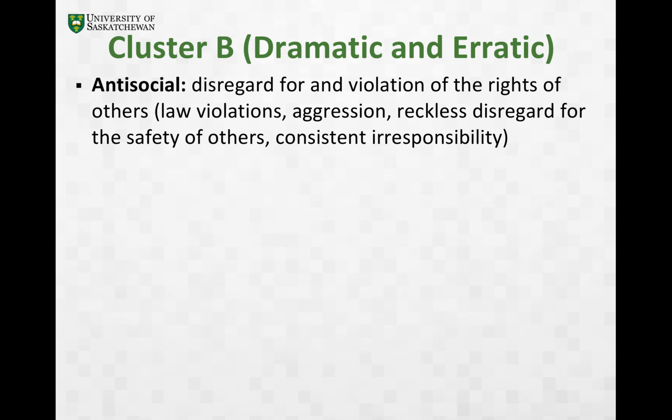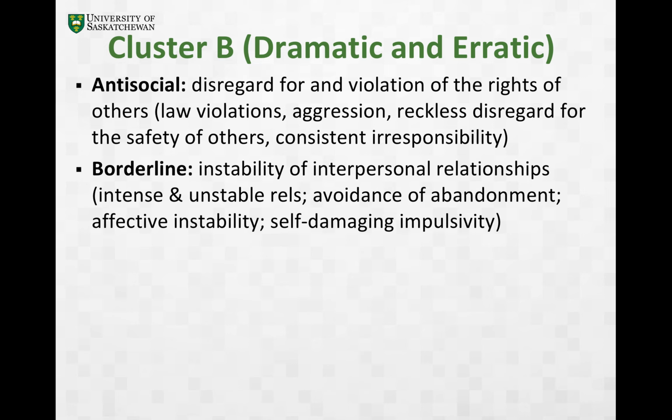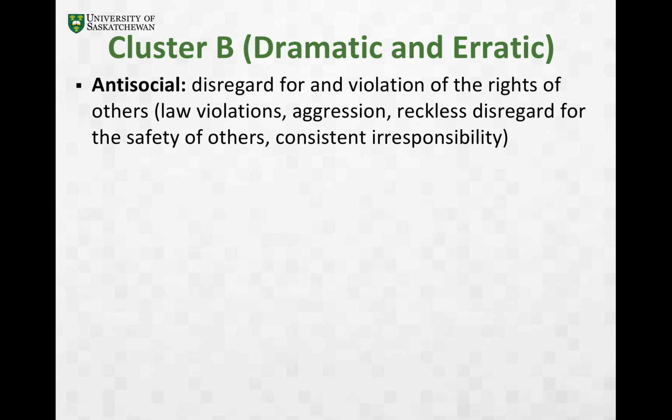Now, when we get to cluster B, this is the dramatic and erratic, or the bad personality disorders. So here's what we got. So first off, we got antisocial personality disorder. This is where a person has an extreme disregard for and often will violate the rights of others. So this would be like law violations, aggression, reckless disregard for the safety of others, consistent irresponsibility. And antisocial personality disorder really is a key factor in criminality.